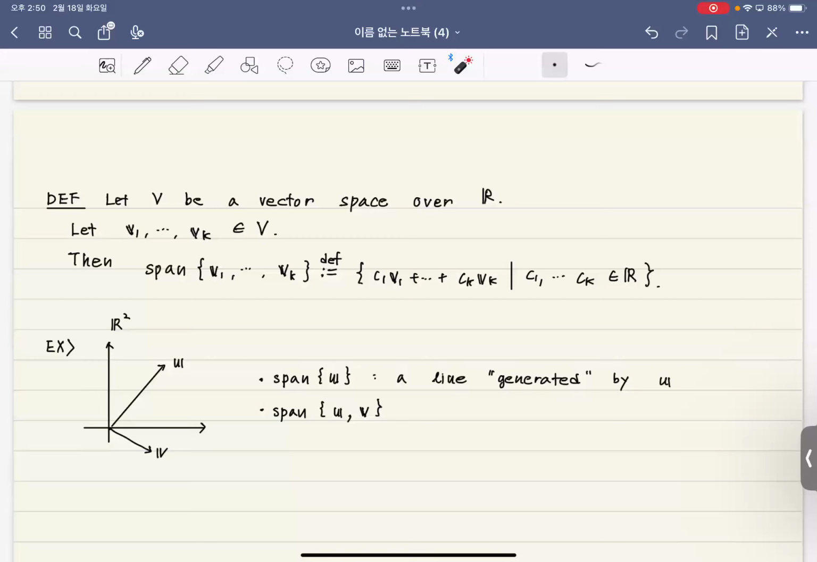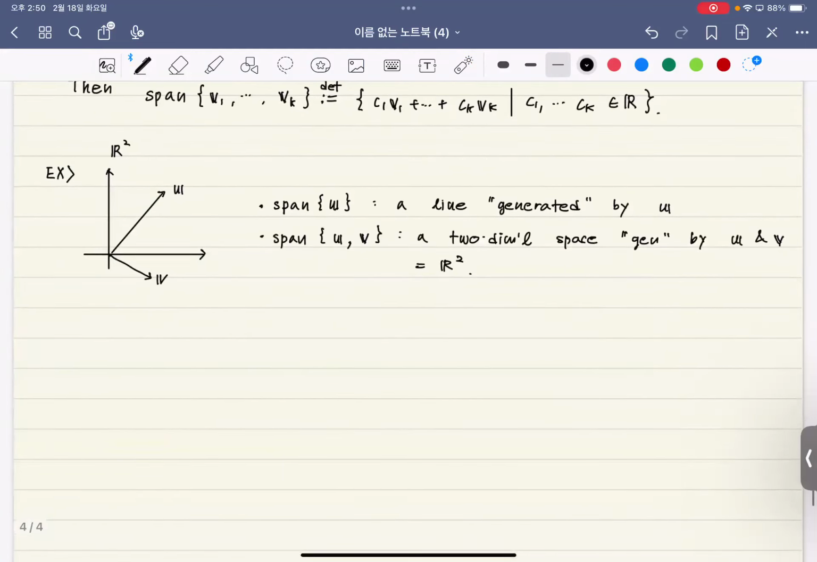So this is a two-dimensional space generated by u and v, which is, in other words, the entire ambient space R2. Okay? Okay, good. All right.